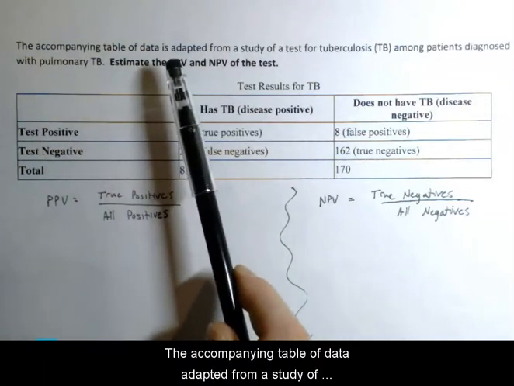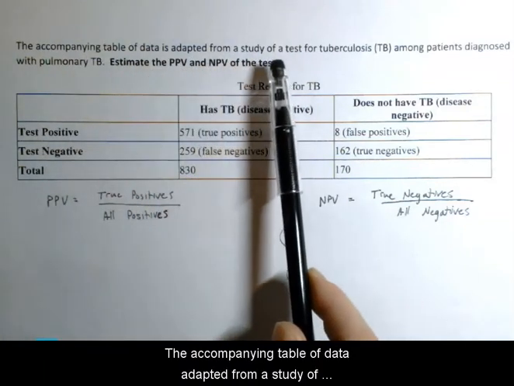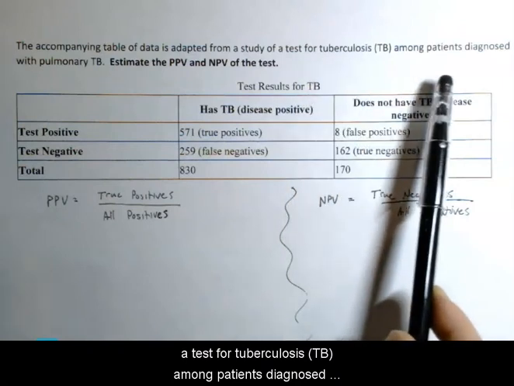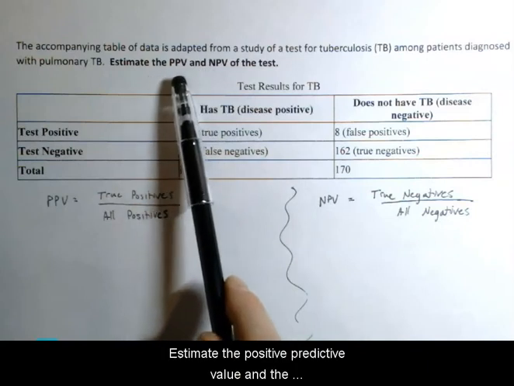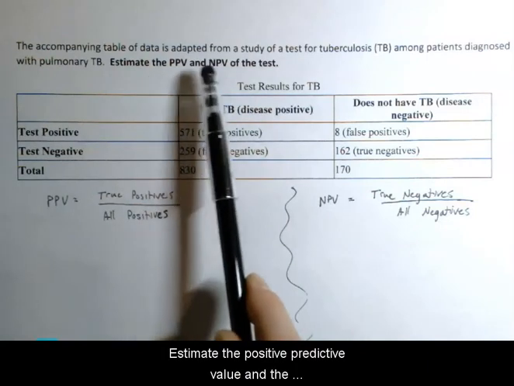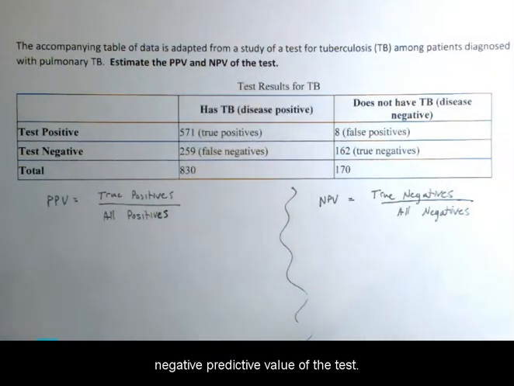The accompanying table of data, adapted from a study of a test for tuberculosis, TB, among patients diagnosed with pulmonary TB. Estimate the positive predictive value and the negative predictive value of the test.